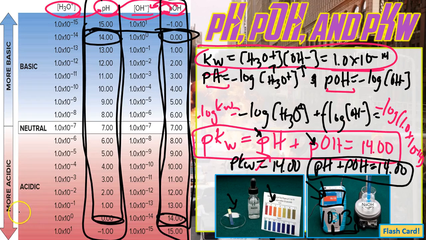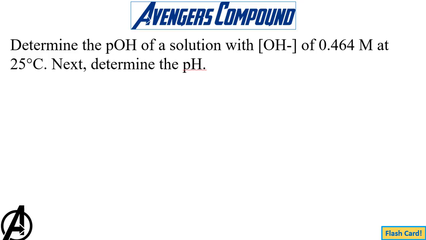After we have seen all these relationships, the only thing left to do, folks, is some calculations. So back to the Avengers compound we go. Okay, so we are back. What is the first thing we need to do? Read the question, determine the variables, get the equations, and then come up with a strategy to approach it. So this says determine the pOH. All right, what is pOH? Automatically, I'm going to start writing pOH is equal to negative log of whatever my OH minus concentration is.